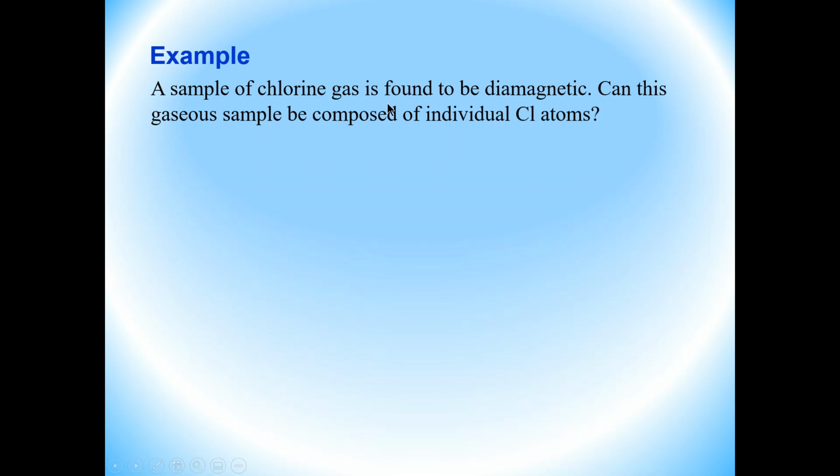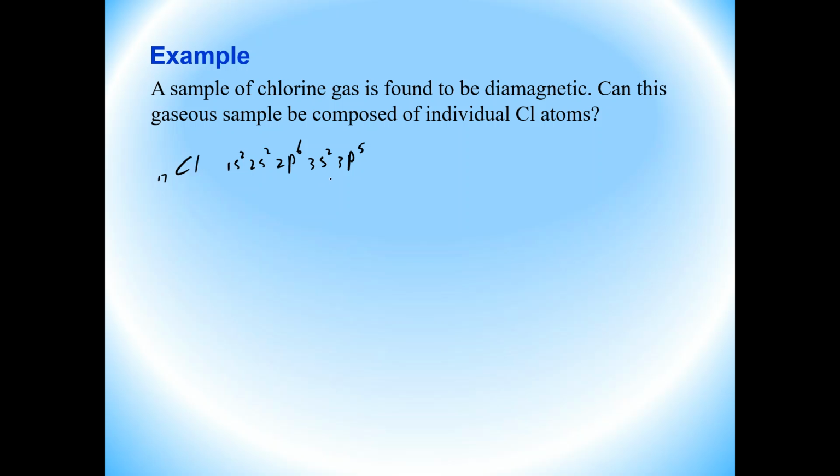Okay, so that brings us to this question. It says a sample of chlorine gas is found to be diamagnetic. In other words, it does not have any unpaired electrons. So the question is asking, can this gaseous sample be composed of individual chlorine atoms? To answer that question, we have to first determine the electron configuration of chlorine. First we need the atomic number for chlorine, which is 17, and therefore we can determine the electron configuration, which is 1s2, 2s2, 2p6, 3s2, and then 3p5, and that gives you the total electron count.